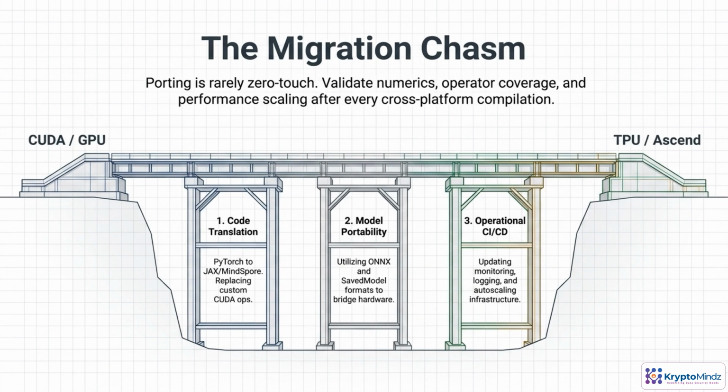Moving from CUDA GPUs to TPUs or Ascend isn't a simple flip of a switch. First, you translate code. That might mean moving PyTorch to JAX or MindSpore and replacing any custom CUDA kernels with framework native ops or vendor libraries. Next, you make the model itself portable. Export to ONNX or SavedModel, then re-import so graph structure and supported operators align with the new hardware. Then you update operations. CI/CD pipelines, monitoring, logging, and auto-scaling all need to understand and target the new devices. After each migration step, recheck numerics, operator coverage, and performance scaling before you trust results in production.